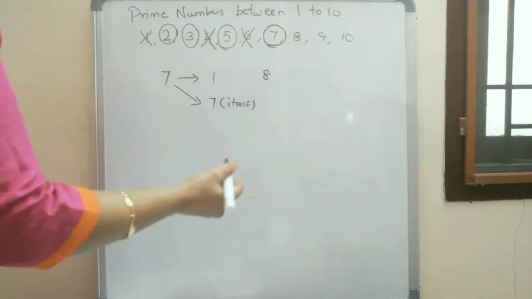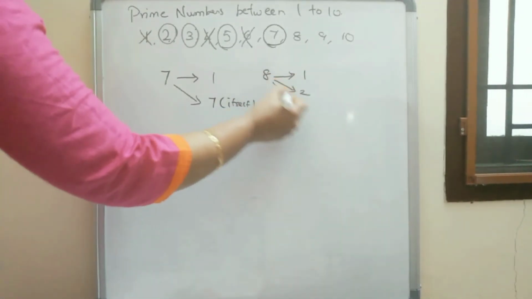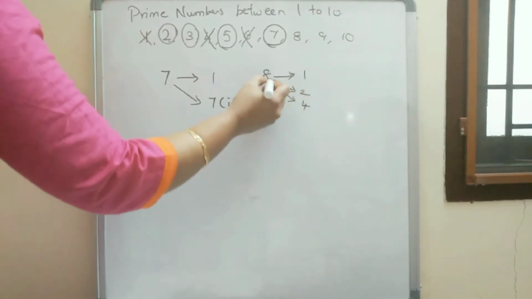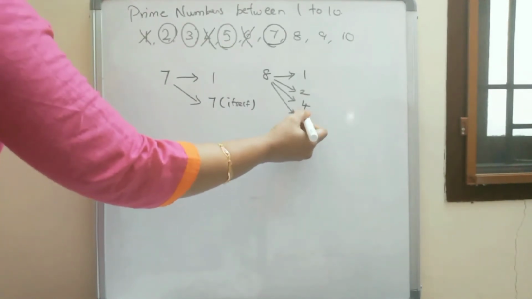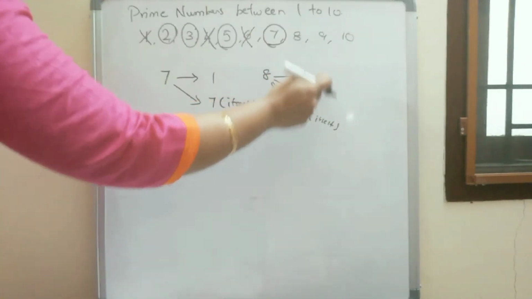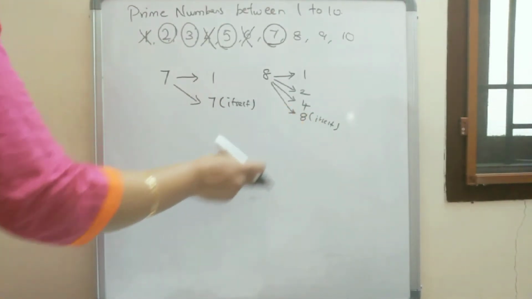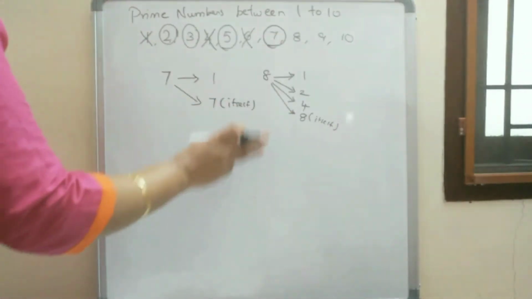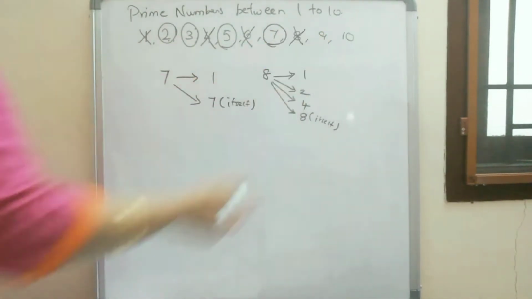Next, we are taking the next number 8. 8 is divisible by 1. It is divisible by 2. It is not divisible by 3. It is divisible by 4. Not by 5. Not by 6. Not by 7. It is divisible by 8 itself. But it has 4 factors. What is the definition of prime numbers? It should have only 2 factors. But it has 4 factors. So 8 is not a prime number.